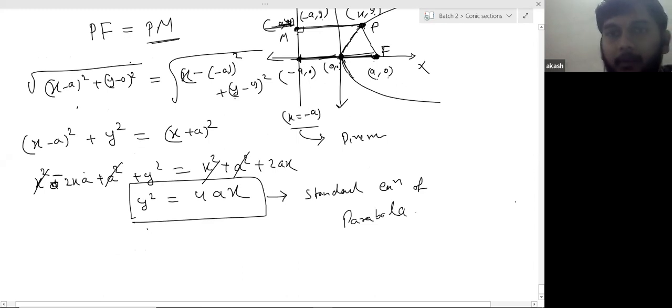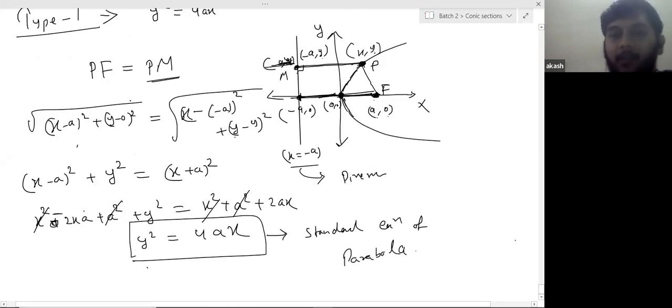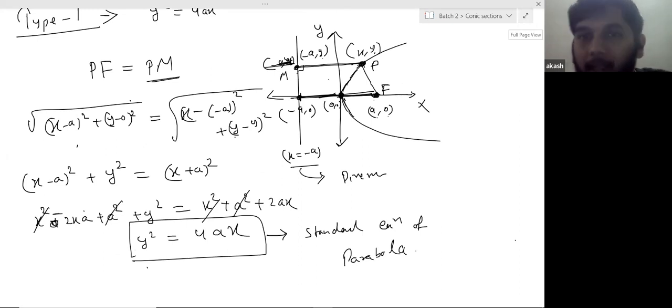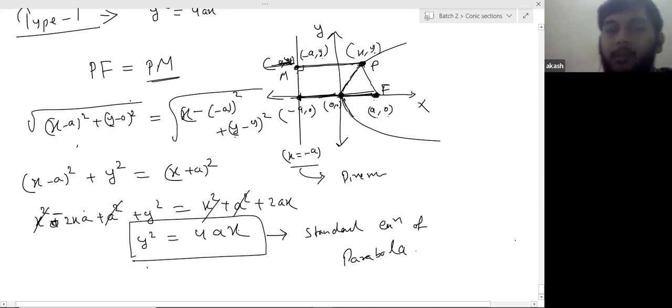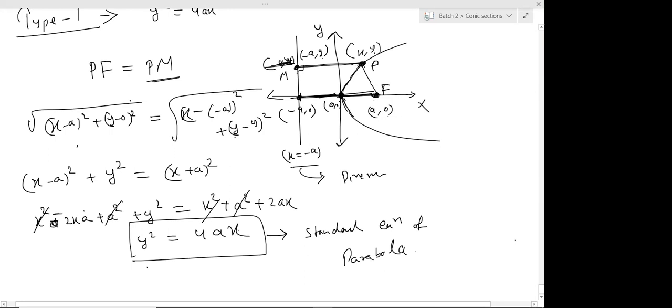Write it down, everyone. Each step is clear, everyone? How I calculated? I just took the definition, put the values, and this is the equation I get. Write it down, everyone.